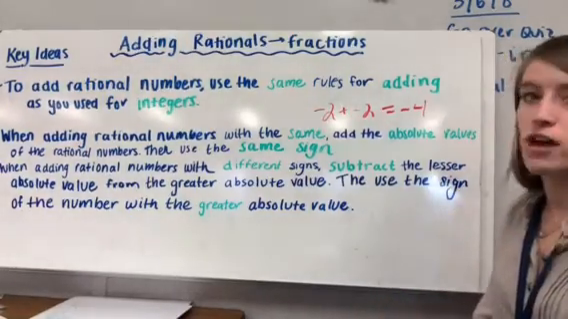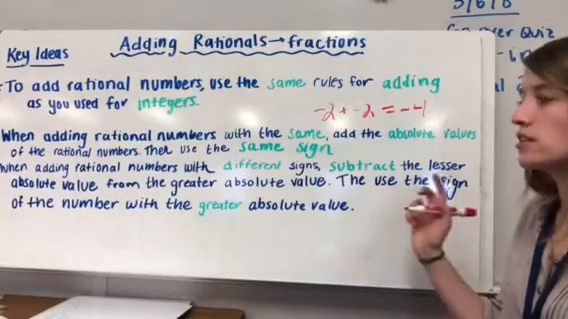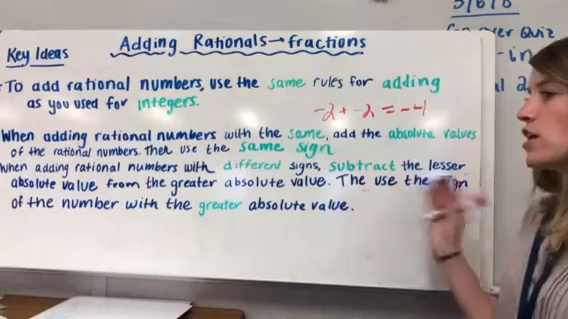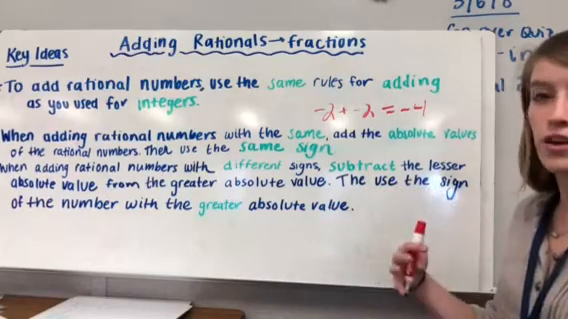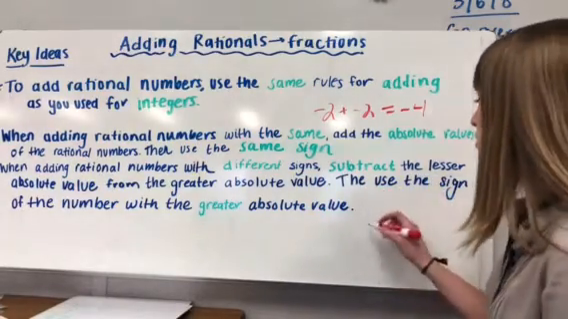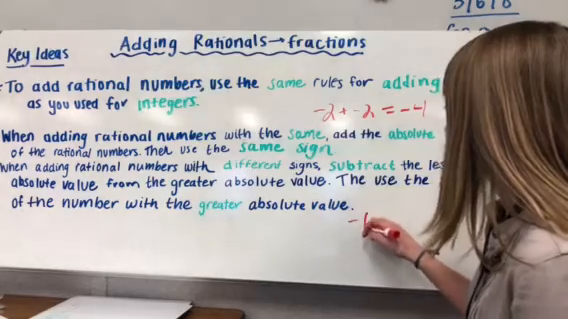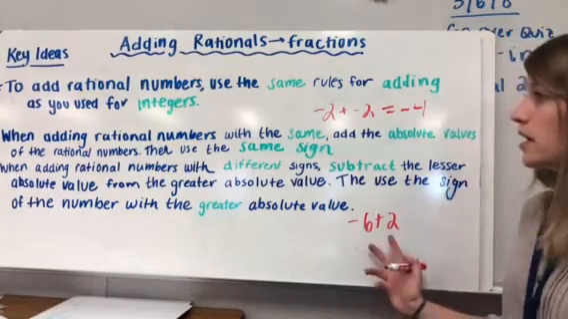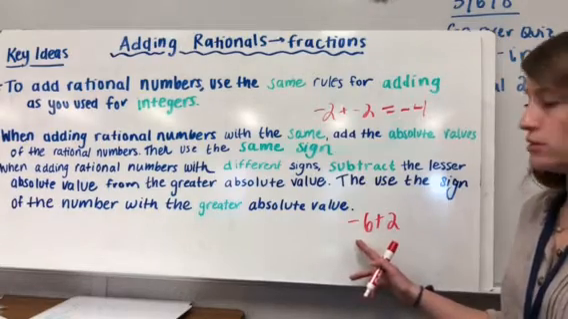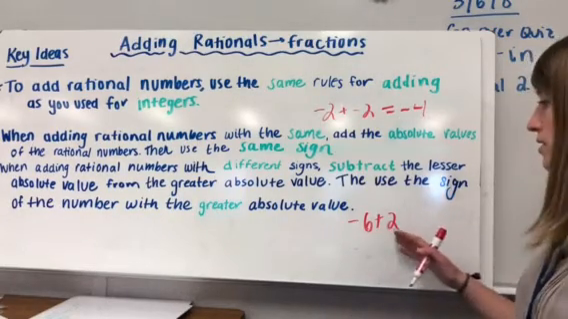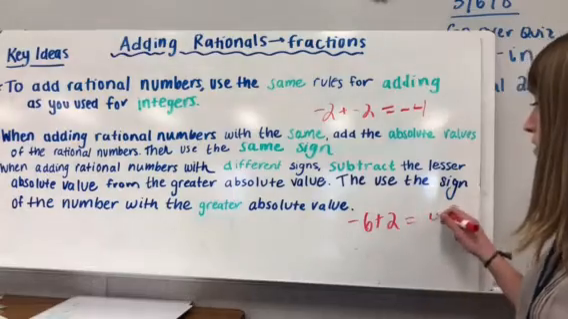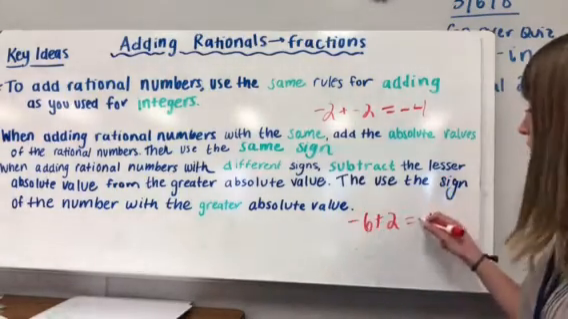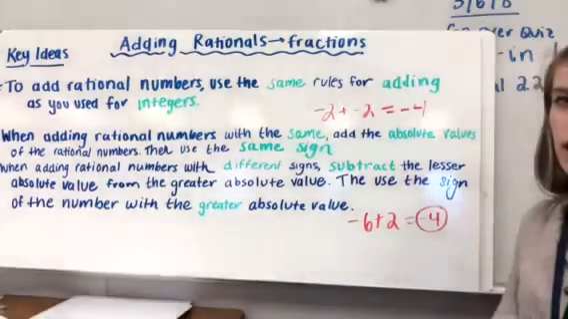Second rule, when adding rational numbers with different signs, though, we need to subtract the absolute value of the lesser from the greater. Then use the sign of the greater absolute value for your answer. So if we chose -6 plus 2, -6 has a greater absolute value, so we'll take 6 minus 2. That gives us 4. Now we keep the sign of the greater absolute value. It's negative, so our final answer is -4.